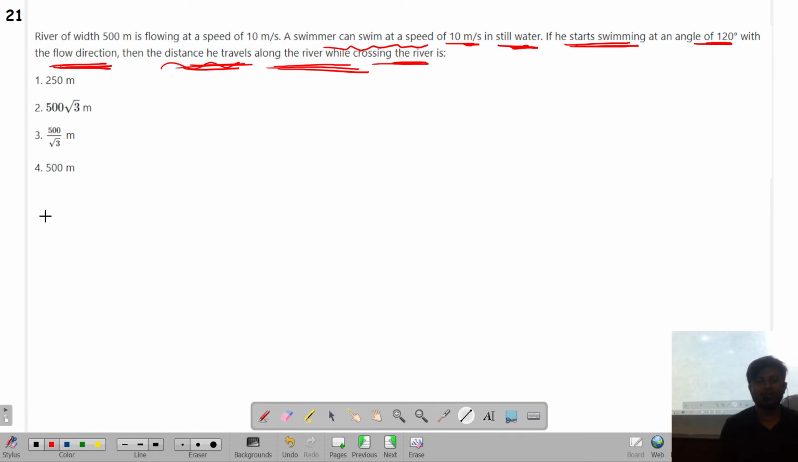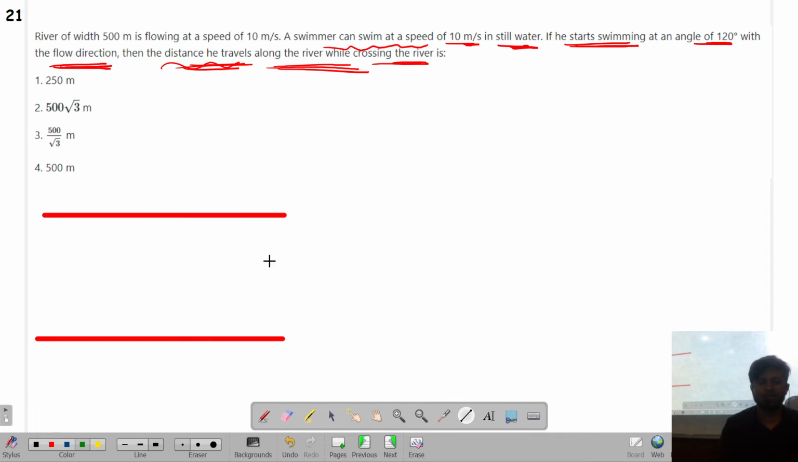Tell me, what is given? See this, try to understand this. Okay, now look over here. This is my velocity of river. Got it or not? This is my velocity of river.